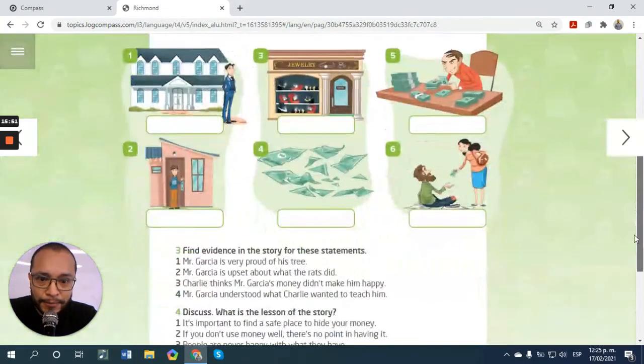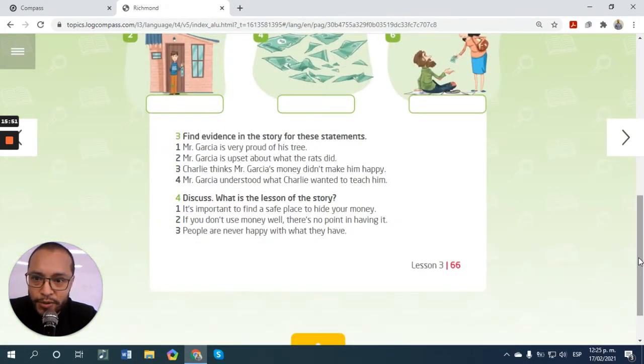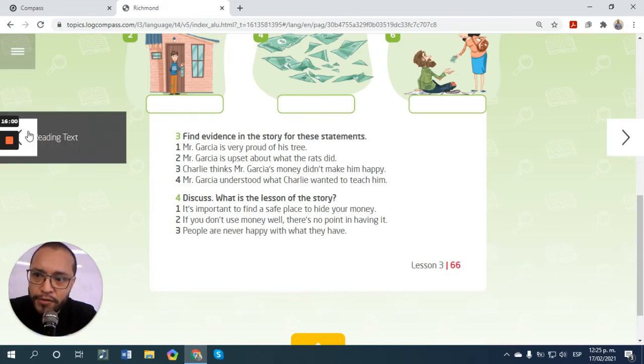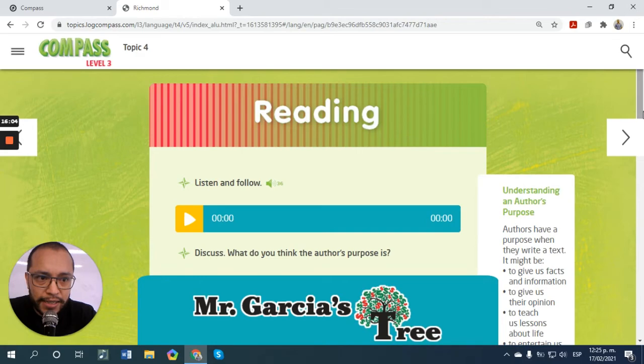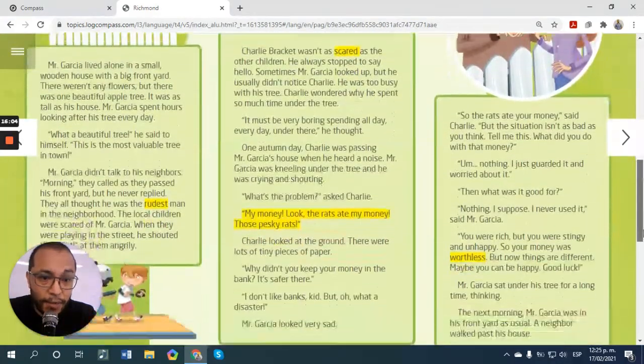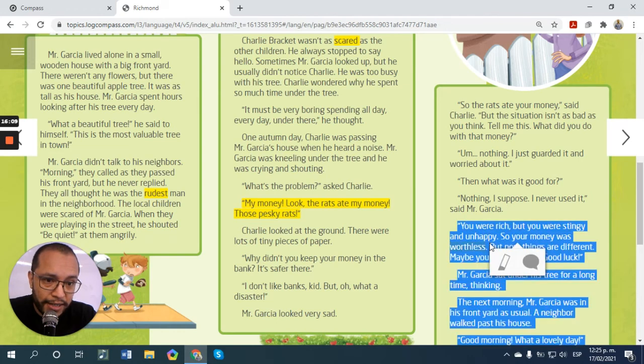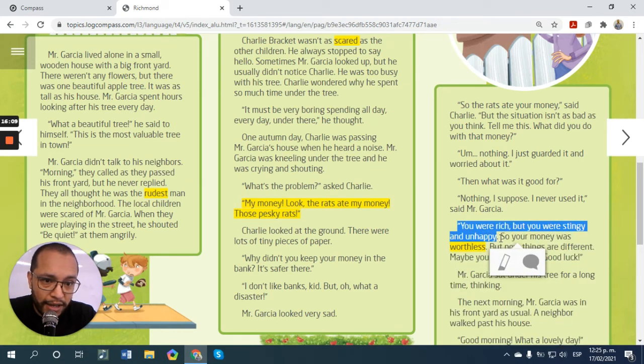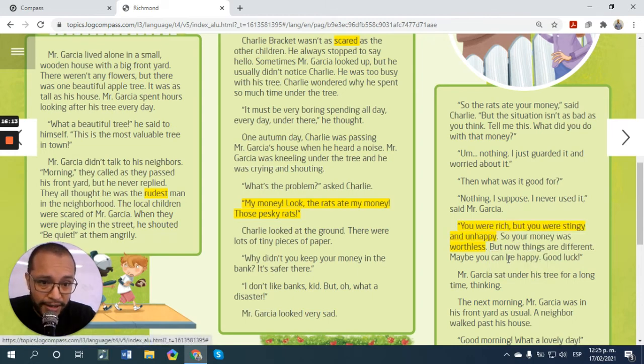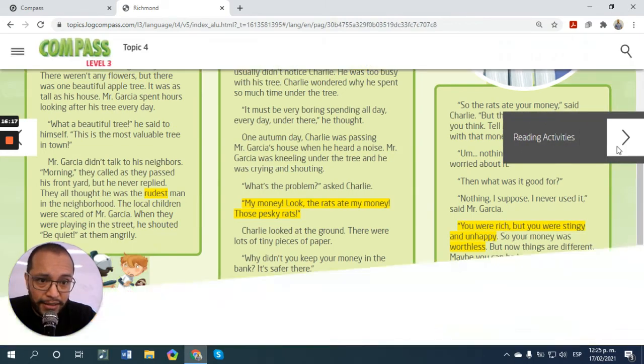Then, let's move on to the number 3. It says, Charlie thinks Mr. Garcia's money didn't make him happy. Of course, when we see that Charlie tells Mr. Garcia that the money was worthless, there we recognize that Charlie knows he was not happy. So you were rich, but you were stingy and unhappy. Here, you got all that evidence.